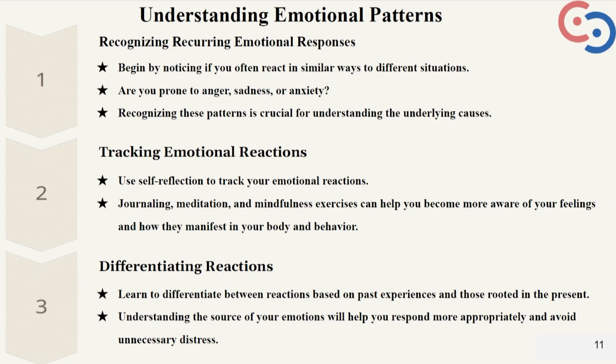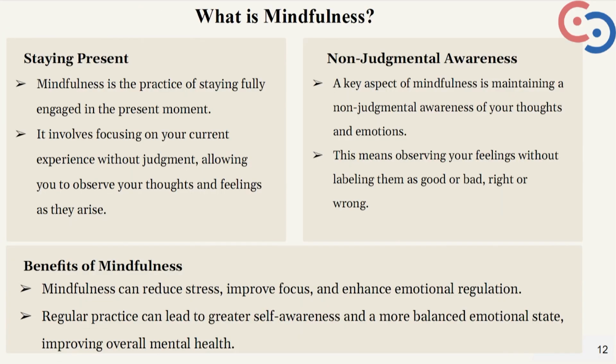Use reflection to track your emotional reactions. Journaling, meditation and mindfulness exercises can help you become more aware of your feelings and how they manifest in your body and behavior. Differentiating reaction is another important thing. Learn to differentiate between reactions based on past experiences and those rooted in the present. Understanding the sources of your own emotions will help you to respond more appropriately and avoid unnecessary distress.